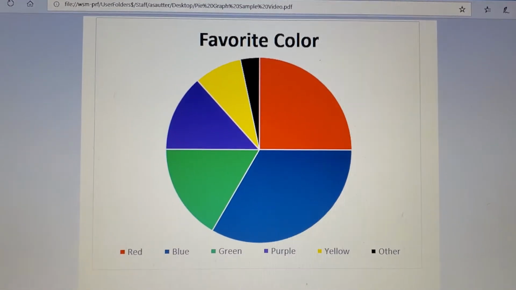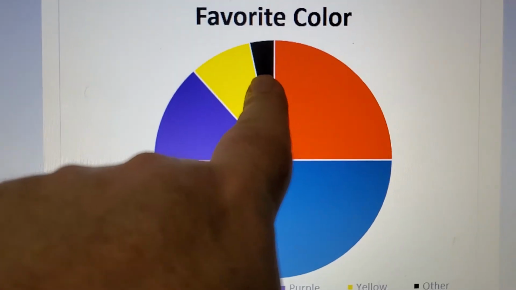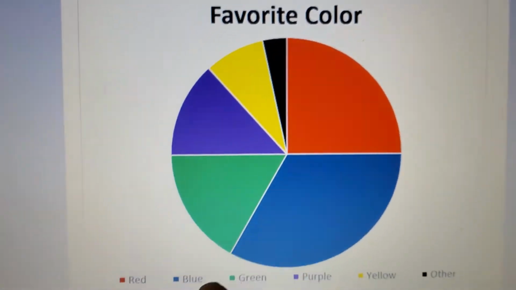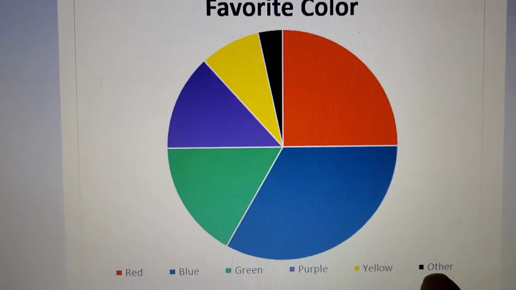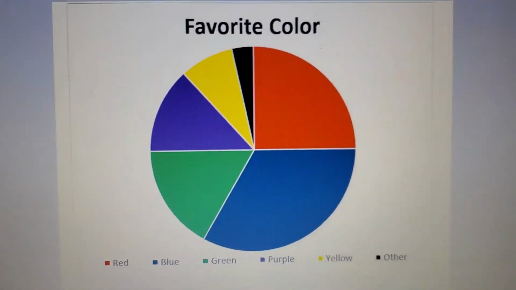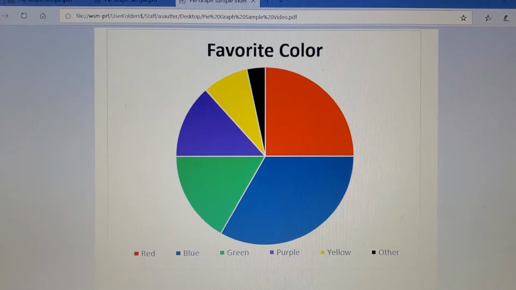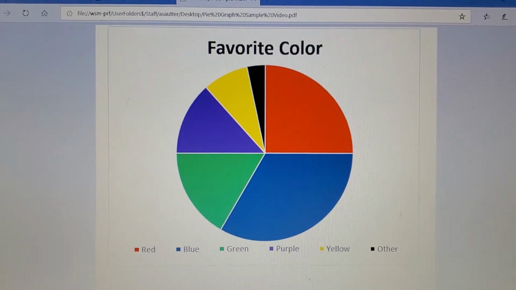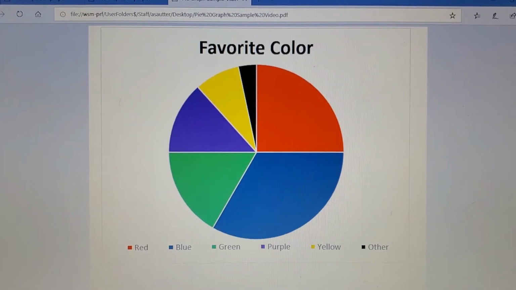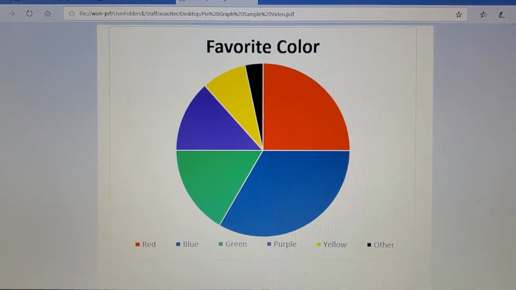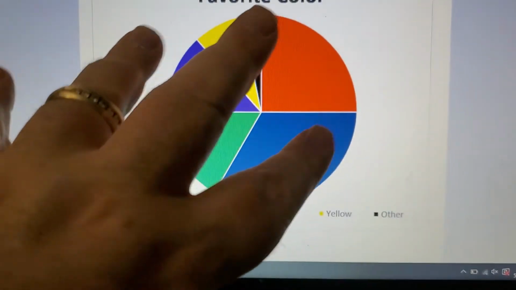So, for example, if we take a look at the red and compare it to the black, well, red is red, and black is another color that's not listed on here. So, way more people chose red than they did a color that's not on the chart. There's something missing from this chart, but it could be okay. And what's missing is how many people are choosing this.